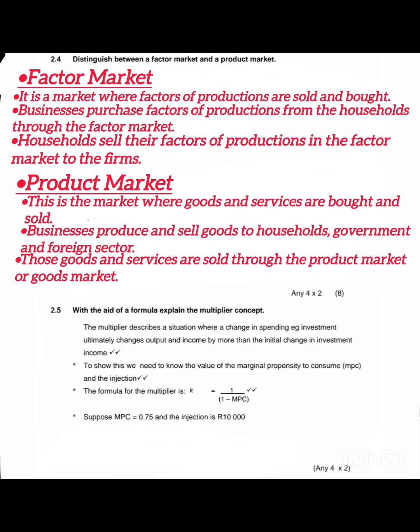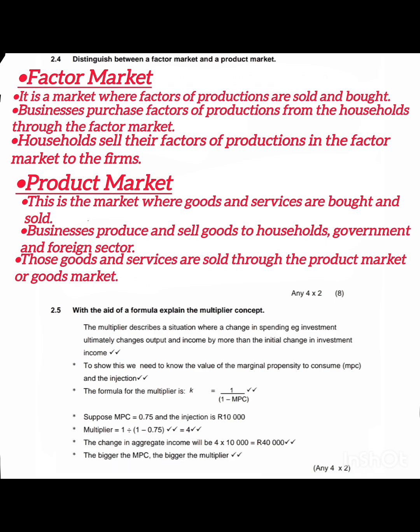Suppose MPC is equal to 0.75 and the injections is 10,000. Multiplier is equal to 1 over 1 minus 0.75, which is equal to 4. The change in aggregate income will be 4 times 10,000, which is equal to 40,000.